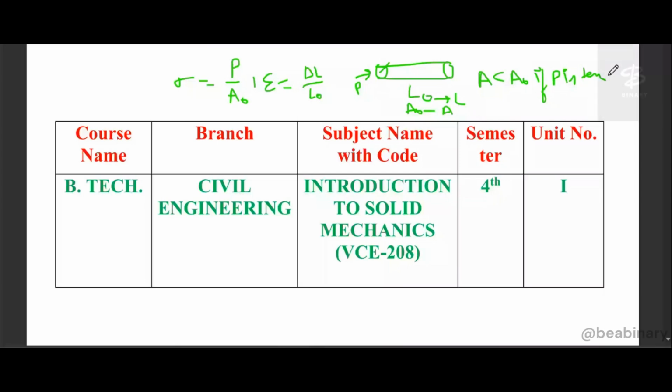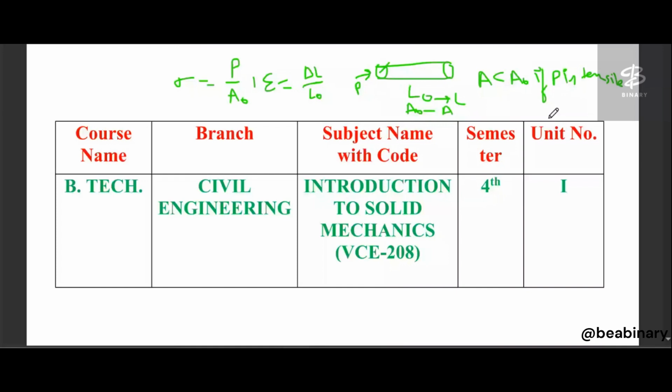Suppose now the stress is calculated on the basis of the current or actual area. Suppose stress means load upon area. Now I want to say that if stress is calculated on the basis of the current or actual area, then this is called true stress.